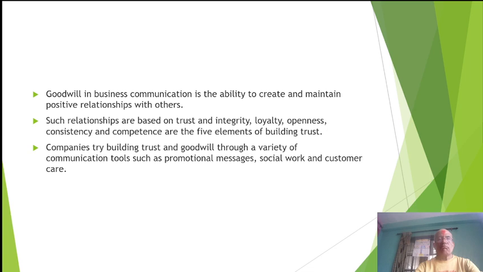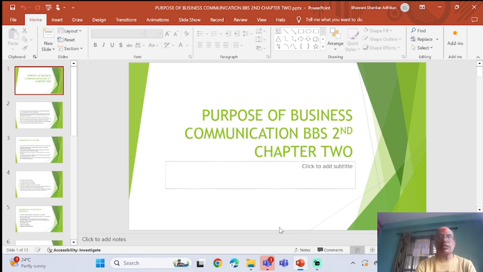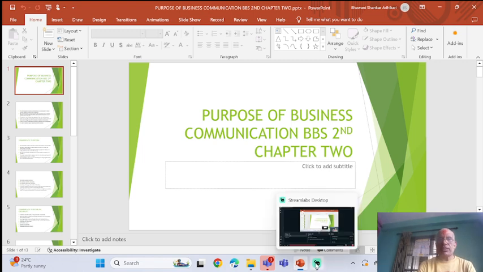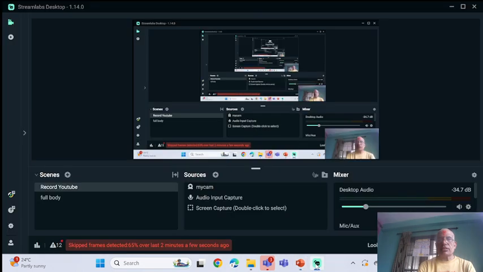Companies try building trust and goodwill through a variety of communication tools such as promotional messages, social work, and consumer and customer care. There are these sorts of things for the purposes of communication. Through these purposes, communication really takes place in a meaningful and useful way. Okay, these are some of the purposes of communication.